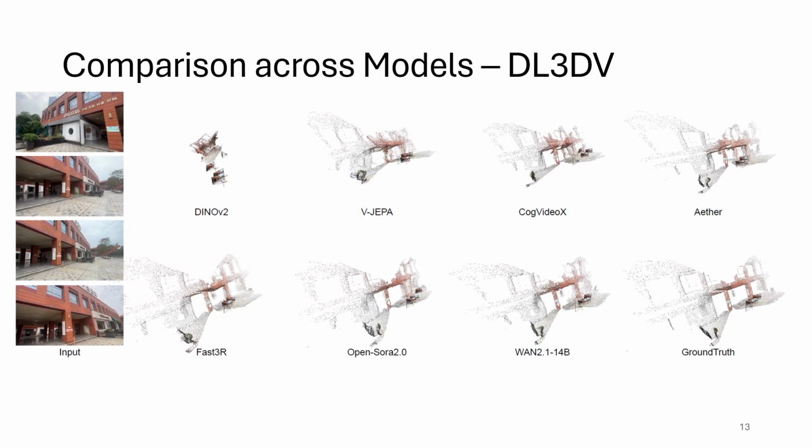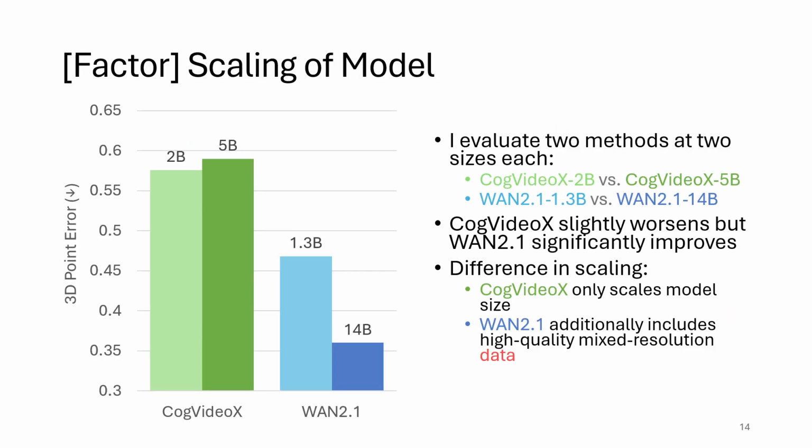Our qualitative results align well with the quantitative ones, where Wan shows clearly the best results, while DINO V2 fails in reconstructing the scene in many cases.